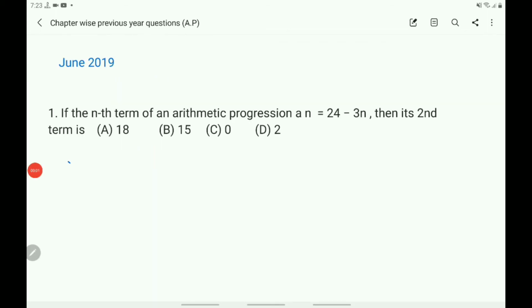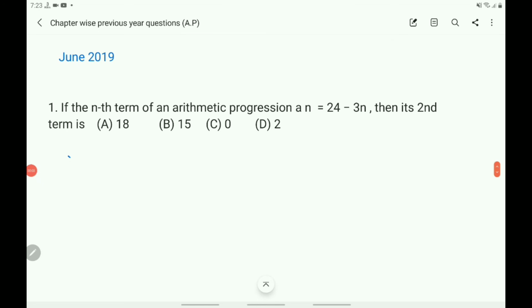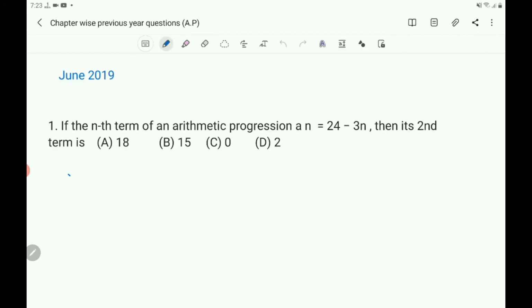Now you take the questions from June 2019, that is a supplementary exam. The first question is a multiple choice question. If the nth term of an arithmetic progression is an = 24 − 3n, then its second term is, we have to find out the second term. Option A is 18, option B is 15, option C is 0, and option D is 2. Now you take that.